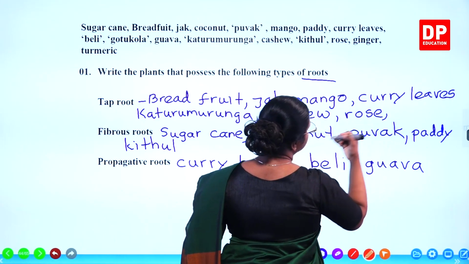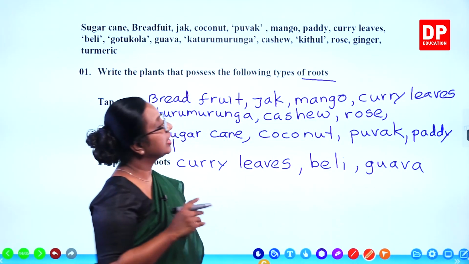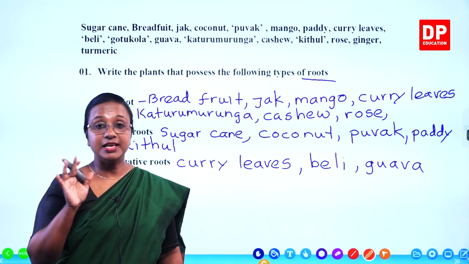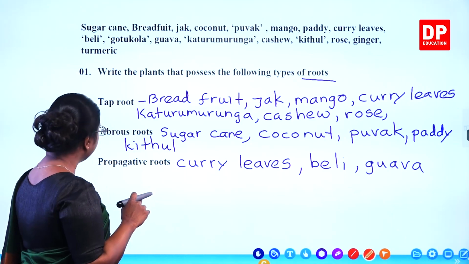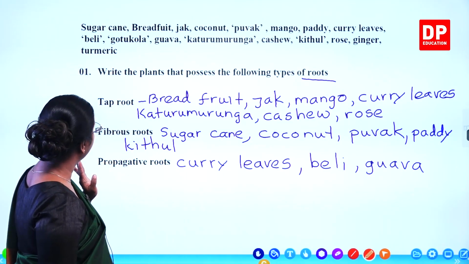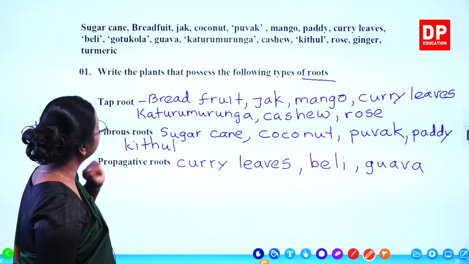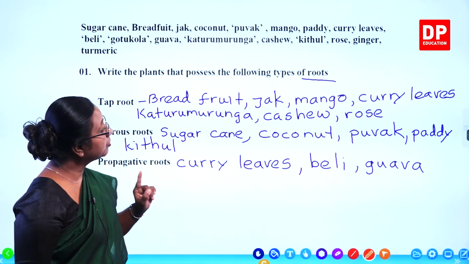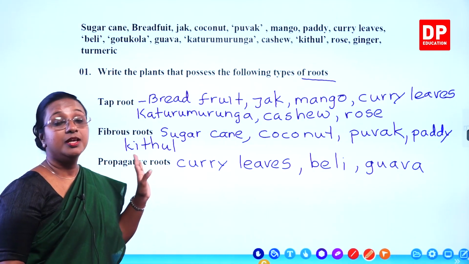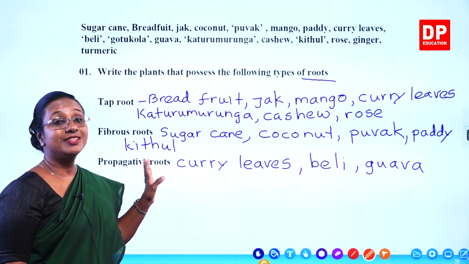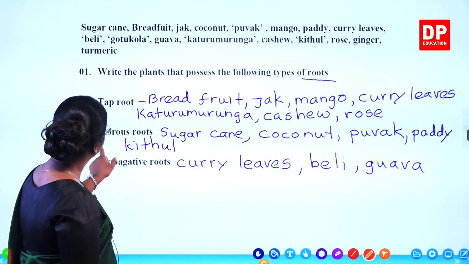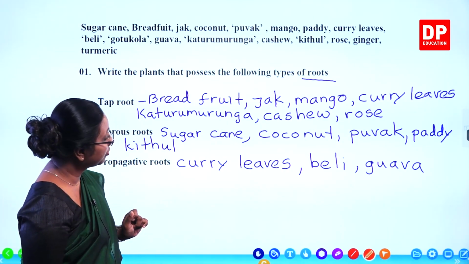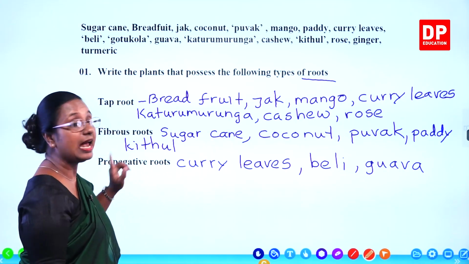And ginger. Ginger, of course, it has the underground stem. So because of that, it is a different type. So then, if we look at all the plants. Now, taproot. We have written breadfruit, jack, mango, curry leaves, kathurumurunga, cashew and rose. Did you all write all those? I'm sure you did. Then fibrous roots. What are the examples? Sugarcane, coconut, puak, paddy and kithul.